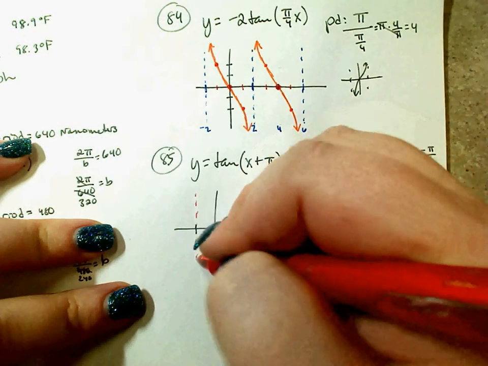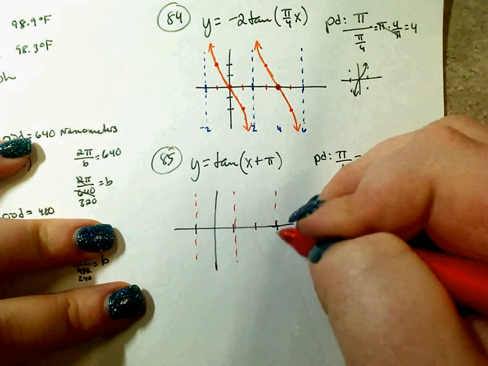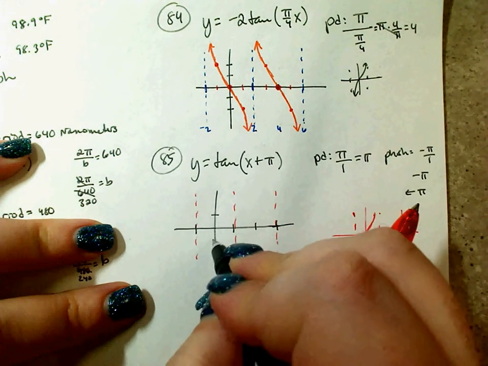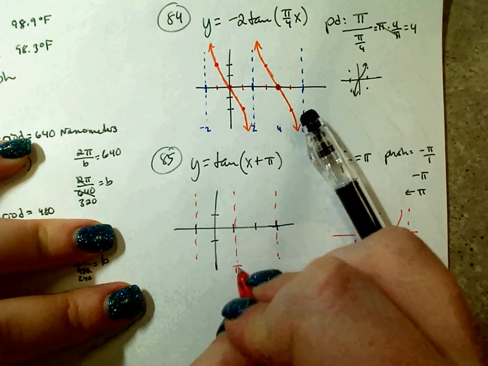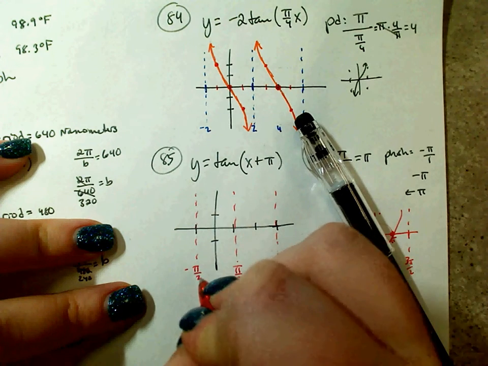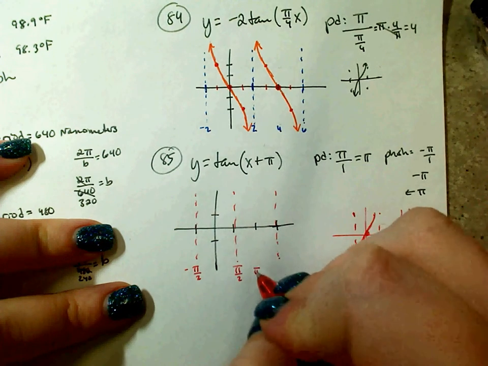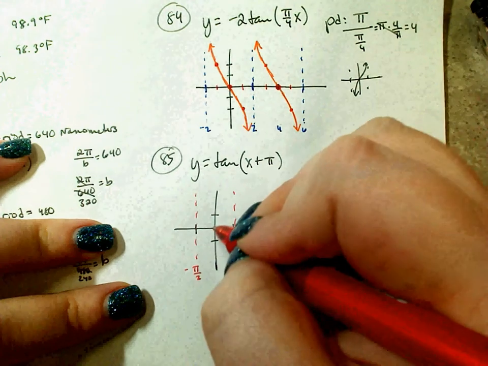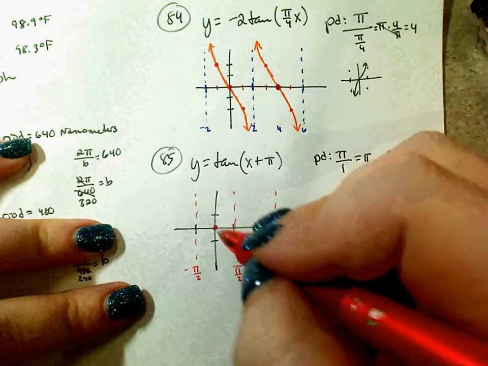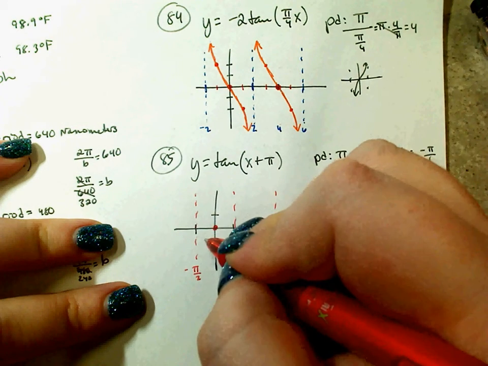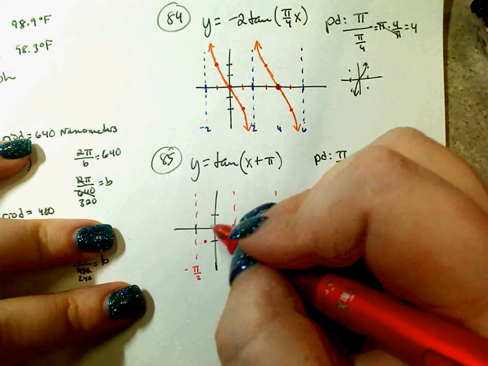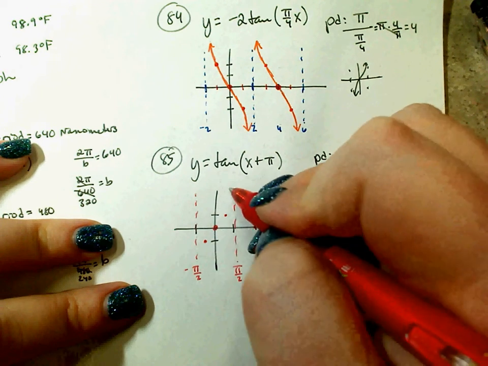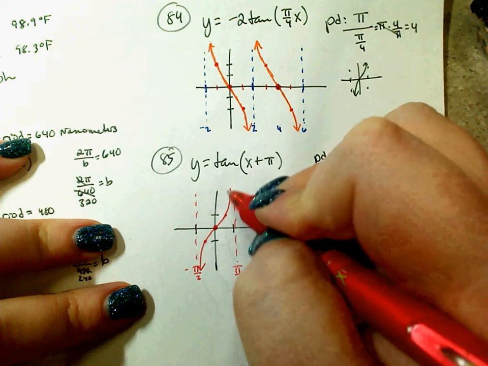So, this would be half pi, this would be -half pi, this would be pi, this would be 3/2 pi. 1/2, 2/2, 3/2. Here, it's a normal tangent, so left only a quarter of the period, and go down 1, right a quarter of the period, go up 1. And then again, and there you go.